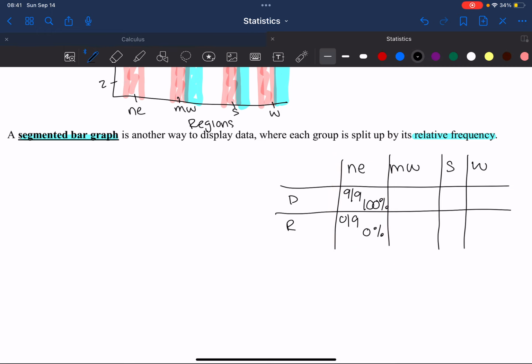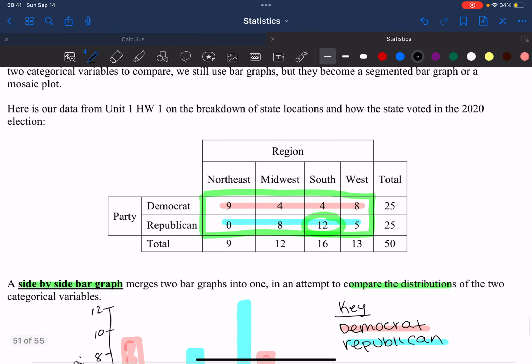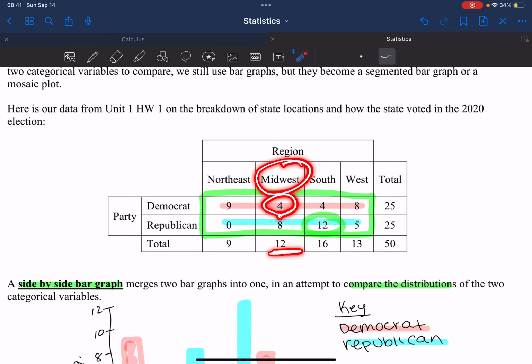Okay, Midwest Democrat, so I go back up to the table. Here's Midwest, here's the Democrat, there's 4 out of 12. And then notice the Republican is 8 out of 12.